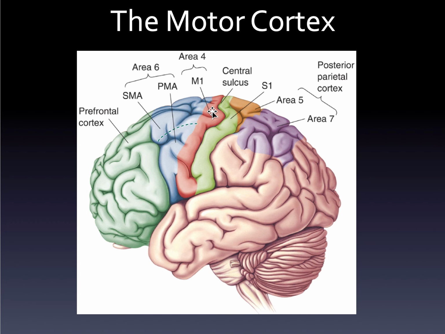What he found was that stimulating M1 would cause specific motions, and then stimulating anterior to that, in area 6, would cause more complex motions. So the idea was that you had this primary motor cortex, which seemed to be the direct output to the lower motor neurons. And then you had this area in front of that, in area 6, the supplementary and premotor area, as we have come to call them.